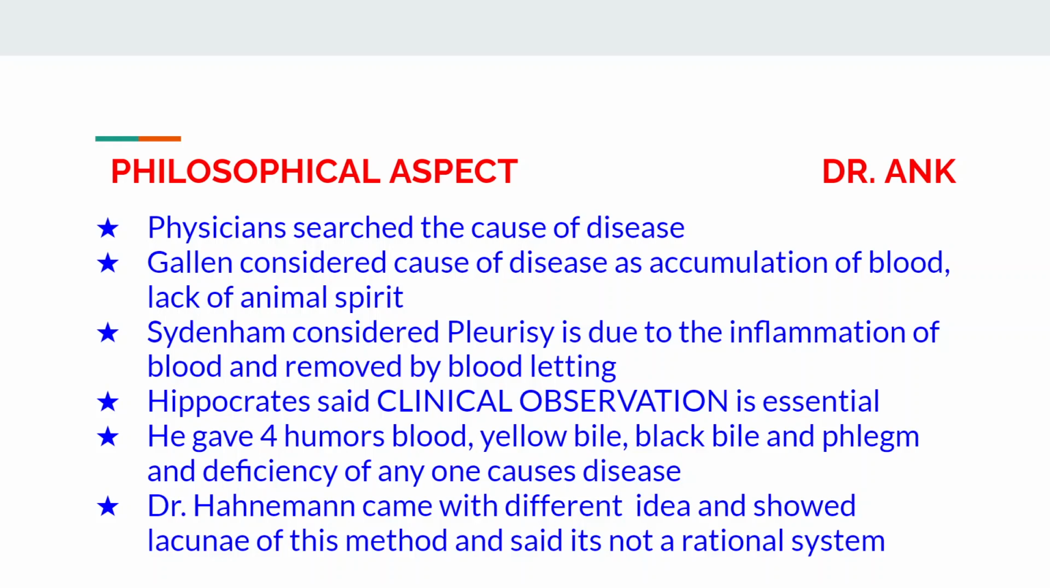He gave four humors: blood, yellow bile, black bile, and phlegm, as the cause of disease. Between the blood, yellow bile, black bile, and phlegm there is a lack of balance, and deficiency of any one of these factors causes diseases.